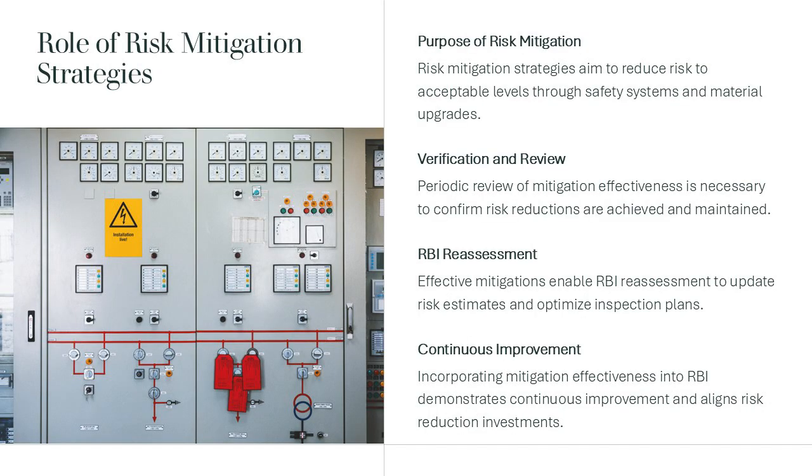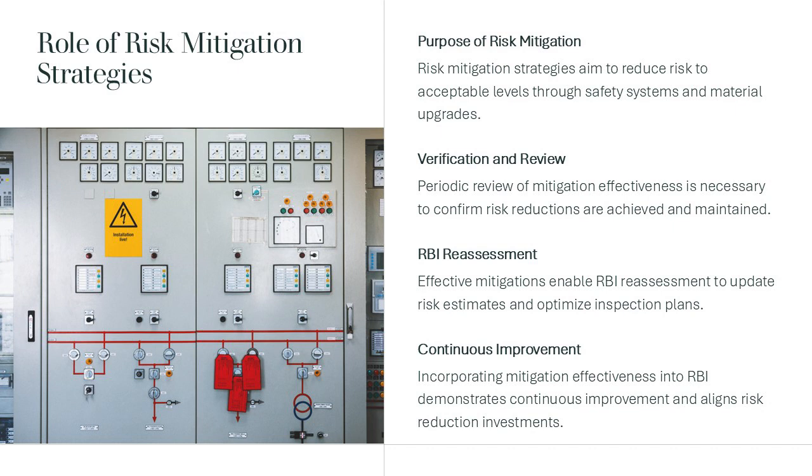Risk mitigation strategies such as the installation of safety systems, process controls, or material upgrades are intended to reduce risk to acceptable levels. However, their effectiveness should not be assumed without verification. Periodic review of mitigation performance is essential to confirm that intended risk reductions have been achieved. Once a mitigation strategy is implemented and demonstrated to be effective, an RBI reassessment may be performed to update probability and consequence estimates.